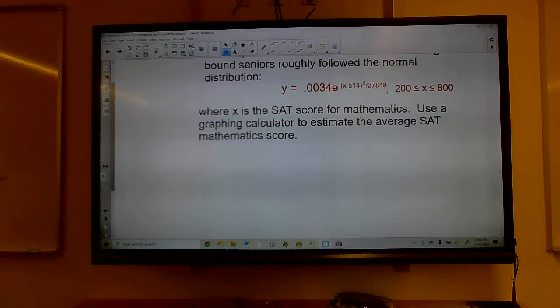And I don't really see anything happening. So let's go to table. And, okay, so if I look in the table, it shows me x's and y's, and the y's are very, very tiny. So I'm going to go back to my window, and I'm going to change my y max to be like 0.005. And we'll count by 0.001. And then I'll regraph it. Now I get a graph. Okay.